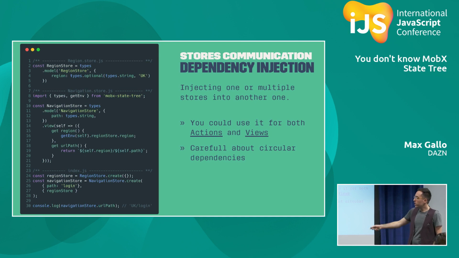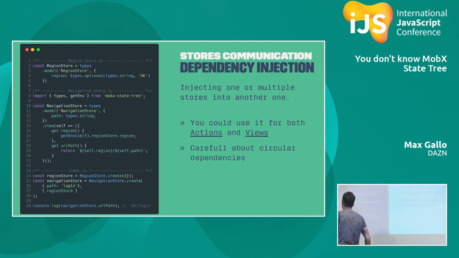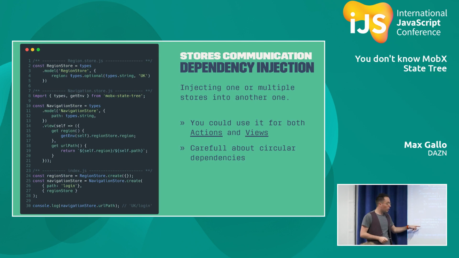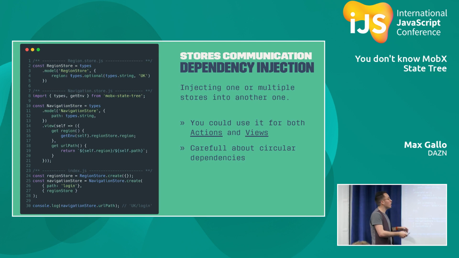First of all, I create the region store here, and then I create the navigation store. In the navigation store, the first parameter is always the initial state, the path login. The second parameter, I'm still doing dependency injection, but I'm injecting another store. So nothing really magic is going on. I'm still doing the same thing. I'm just passing a different object.